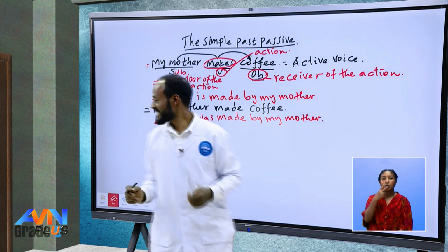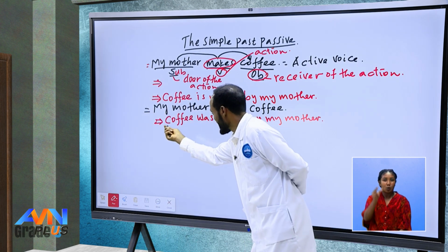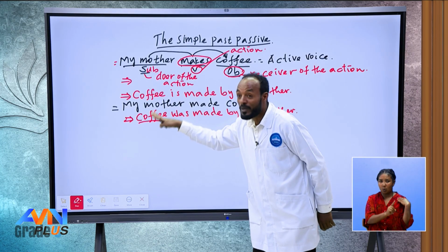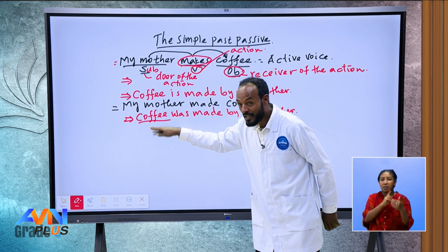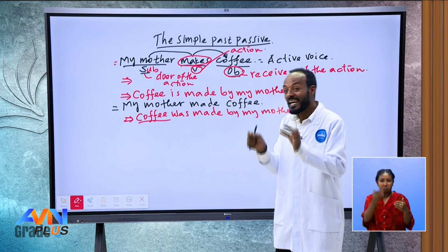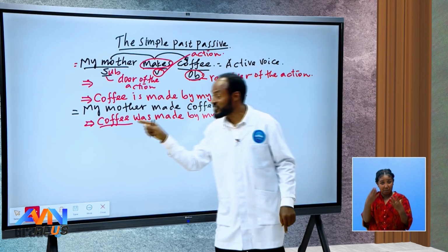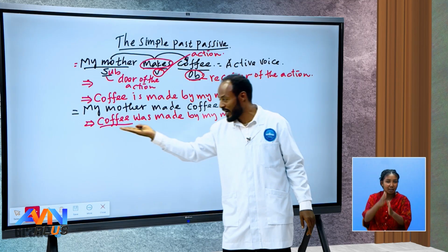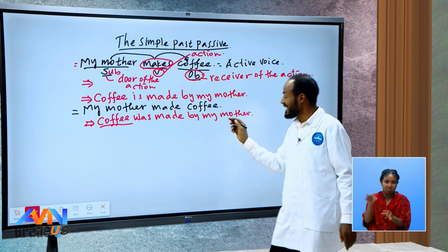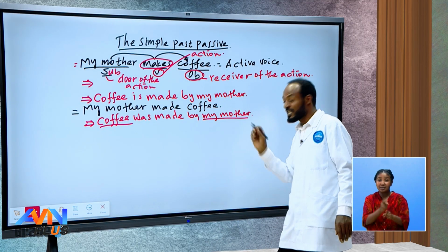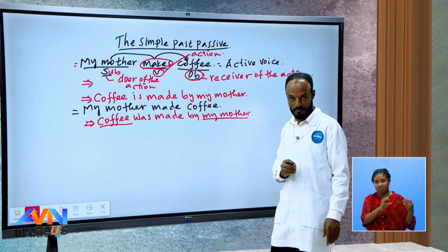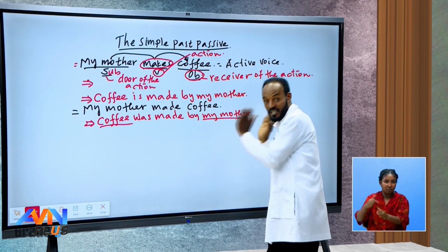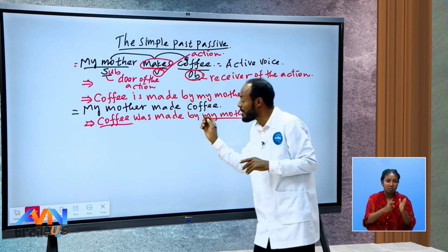Look, students, come on. Coffee is not the real subject. We just put it in place of what? Subject. Because in passive voice, our attention is on the receiver of the action. That's the reason why we put coffee here. Still, the real subject is my mother. But since it is not our attention, I put it at the end of the sentence, using what? By structure.